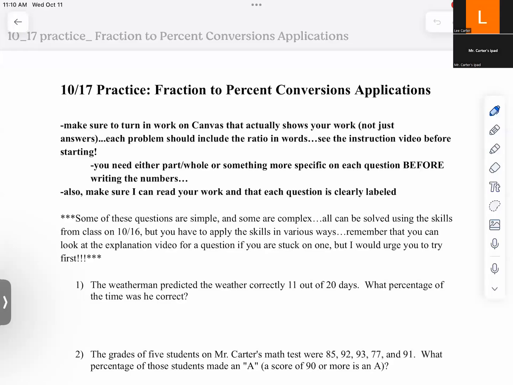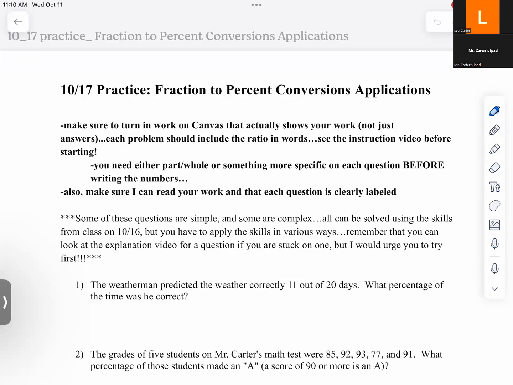All right, so in this video we're talking about what we're doing on Tuesday, 10/17. These are some applications, meaning word problems related to fractions to percents and percents to fractions. It's building on the same skills from yesterday, 10/16, but it's going to apply them to different situations.